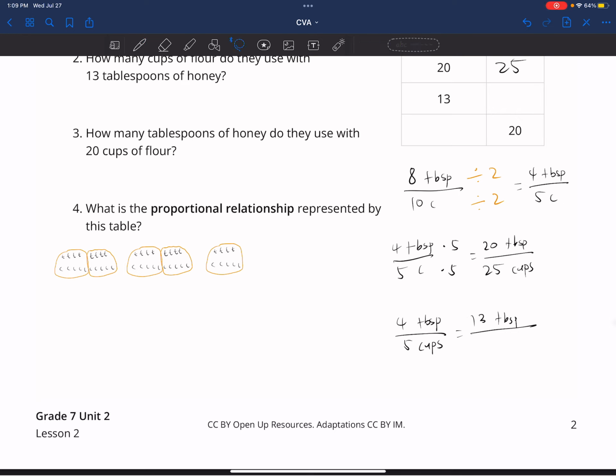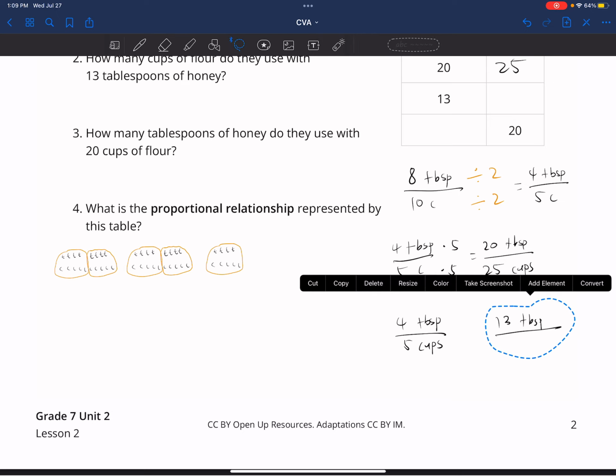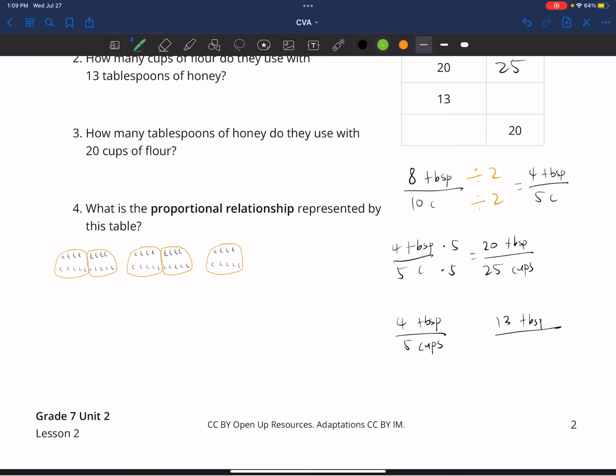So let's take a look. 4 times what is equal to 13, right? Because we know that 4 times 3 is equal to 12. But we don't know what 4 times what is equal to 13, because that's a fraction. So this question mark is going to be a fraction.